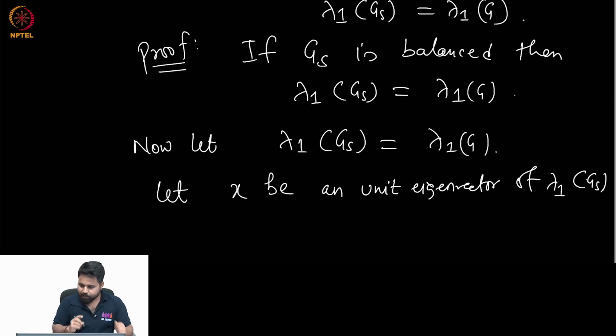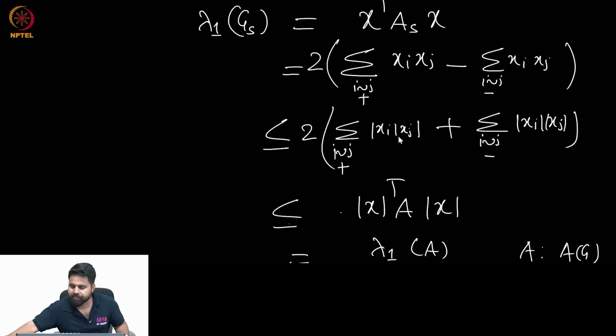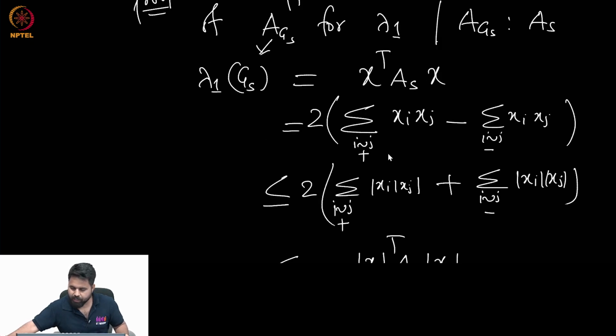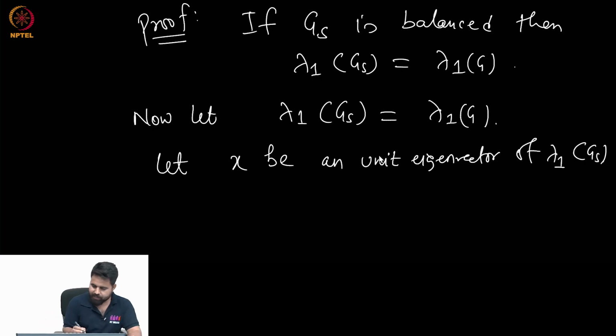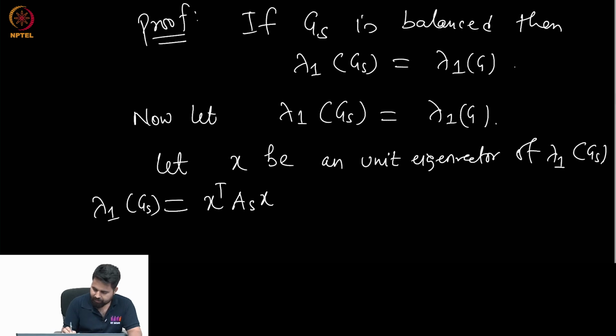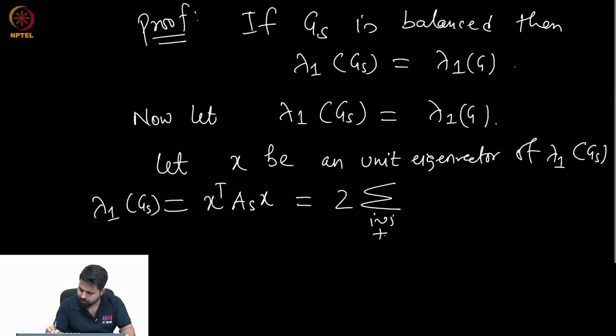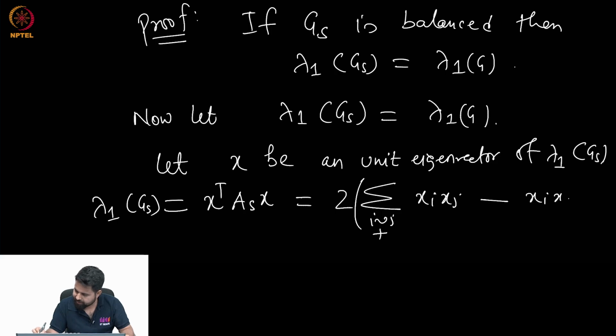Now we have seen just now that if this is the case, there is equality everywhere. So let me write it again. X transpose A of S X is nothing but lambda 1 of GS. When i and j were positive, this was giving x_i x_j, and minus x_i x_j when there were negative edges, summed over all edges.